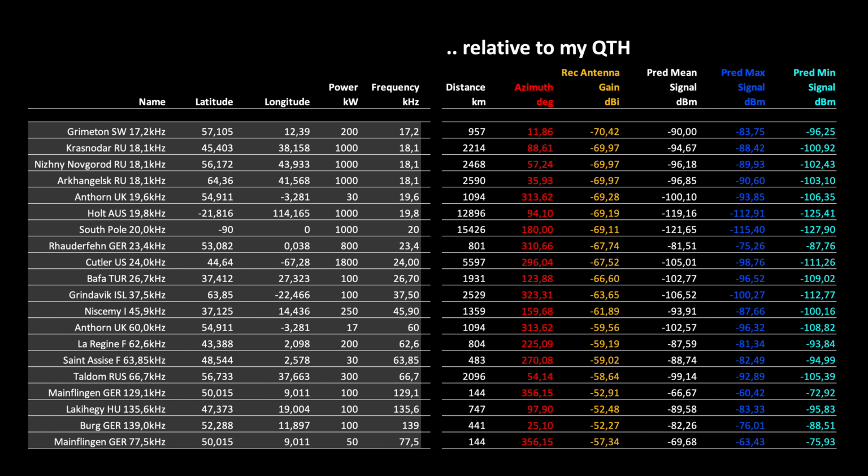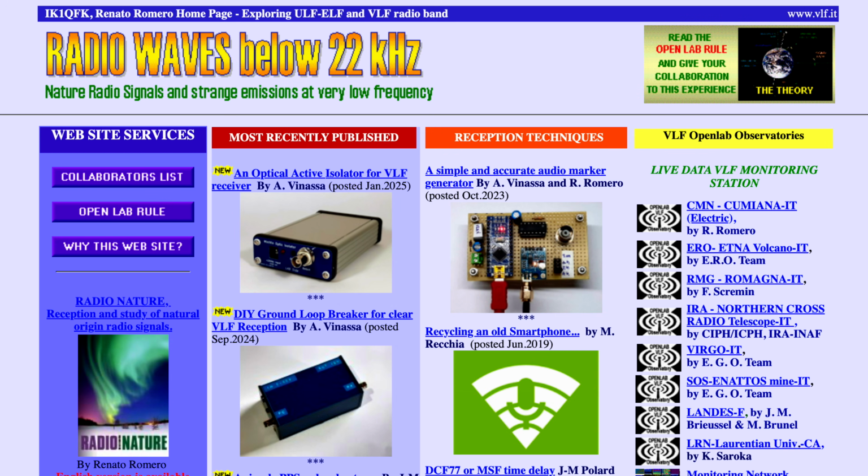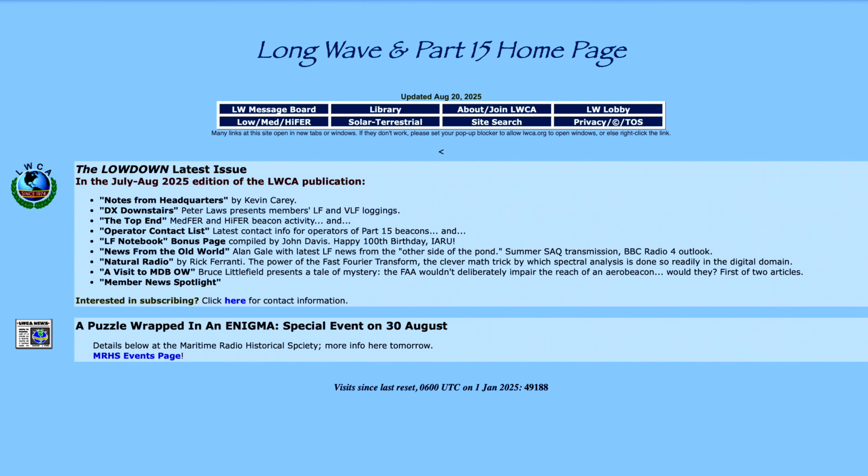You can now either compare forecasts with signals actually received to identify them. Or you can use predictions to turn your antenna to the right direction and search for specific stations. Please note that some of them are not permanently active. Links to interesting VLF websites and communities are provided below the video.